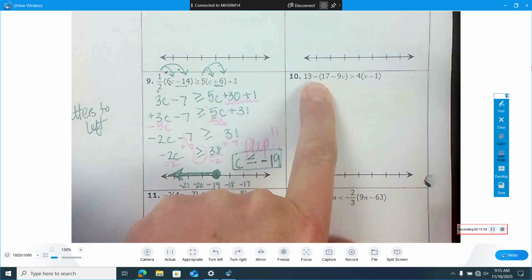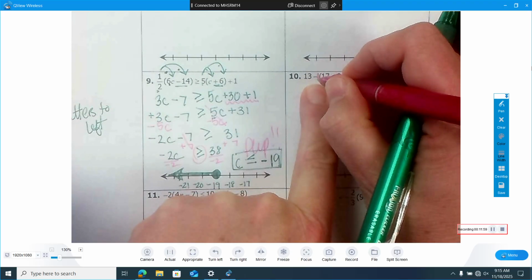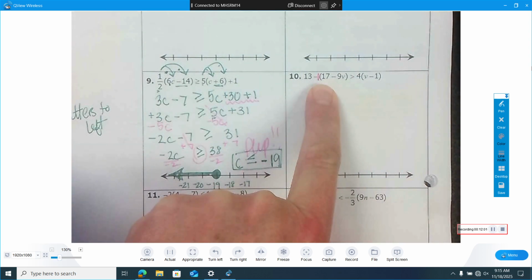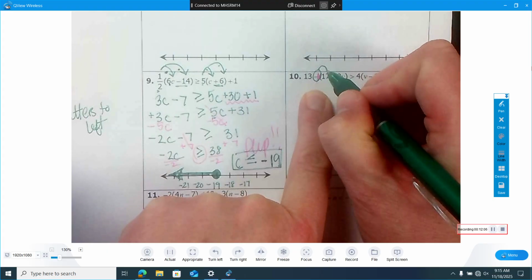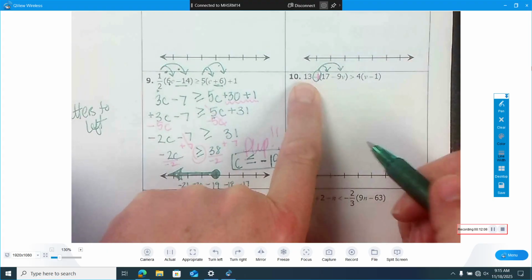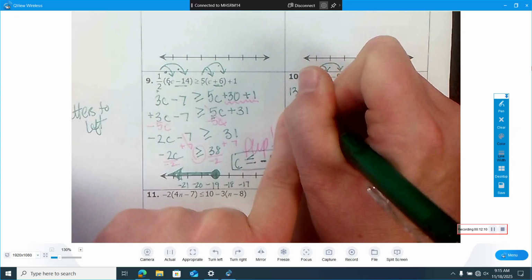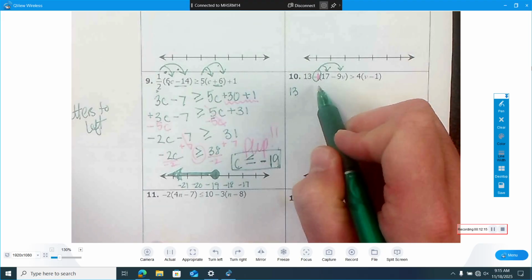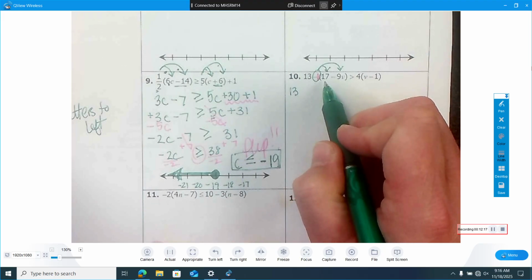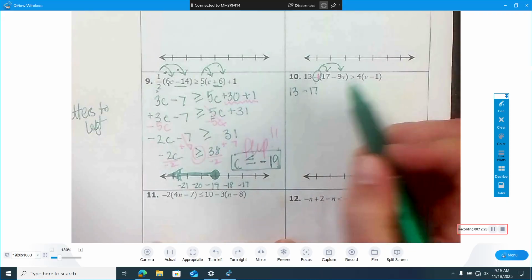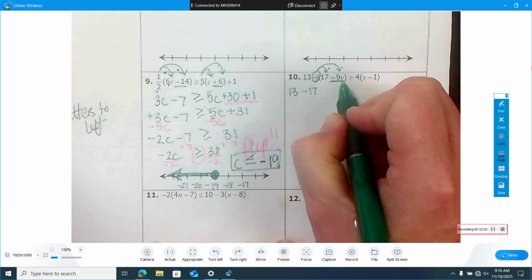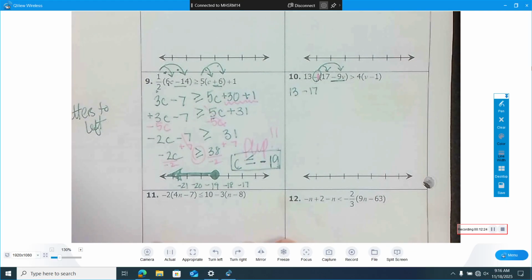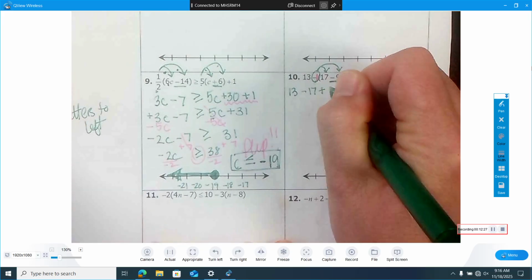Yeah, we've got a negative out in front of parentheses, so this is a good one to remember. If you're like, something seems weird, something is missing, there's that negative 1 right there that we want to distribute. So the 13 just needs to come along for the ride. So we're going to bring down the 13, and then I'm going to distribute my negative 1. What's negative 1 times 17? Negative 17. And then we have negative 1 times negative 9v. What's negative times negative? Positive 9v.